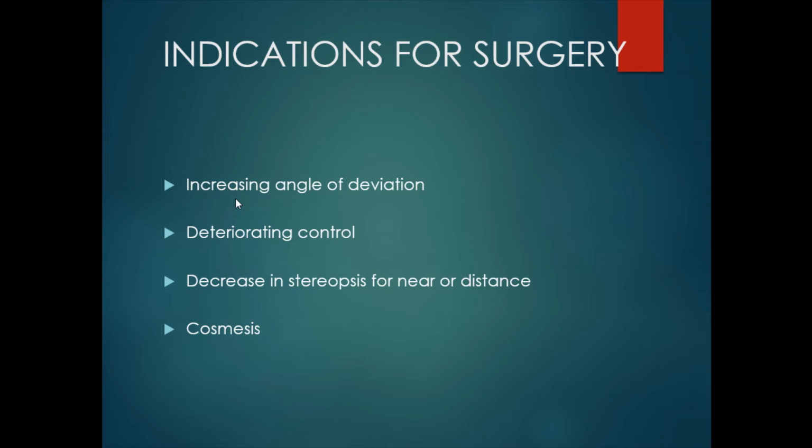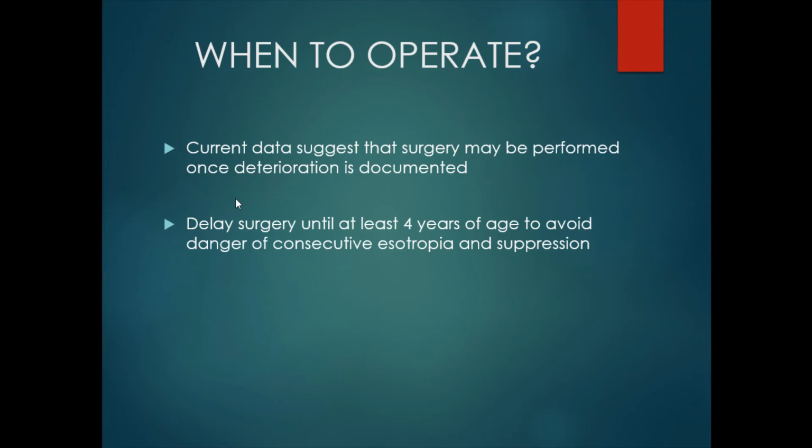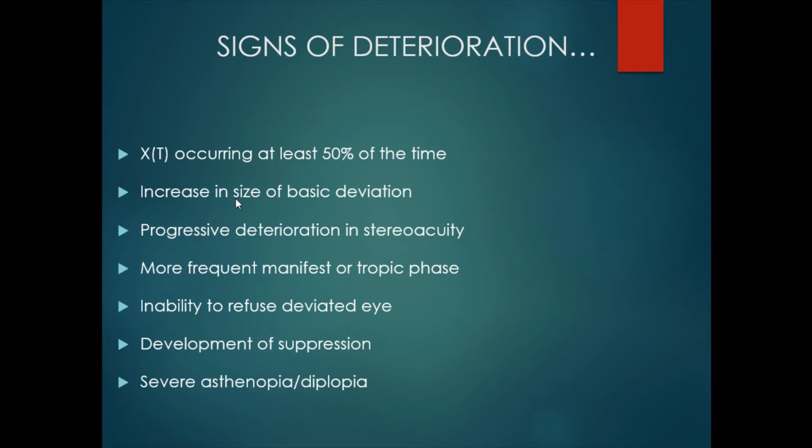Increasing angle of deviation, deteriorating control, and then decrease in stereopsis for near and distance, and for cosmesis. So the operation depends upon, there are a lot of studies which have given their reports, and they say if it's a child below the age of 4 years, there is a chance that the child can develop consecutive esotropia, so it's better to avoid. Again, it's the surgeon's choice. And these are all the other signs of deterioration which we already talked about, so I'm not going to the details for want of time.